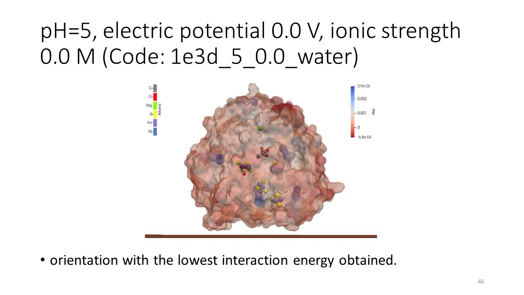Now we can see the orientation with the highest transfer of electrons and with the lowest interaction energy obtained in my results. This orientation can be obtained under this condition: pH 5, no electric potential, no salt. The only inconvenience is that, again, the probability of obtaining this orientation that could favor the transfer of the electrons was very low. But at the end, this is a good orientation for the transfer of electrons.